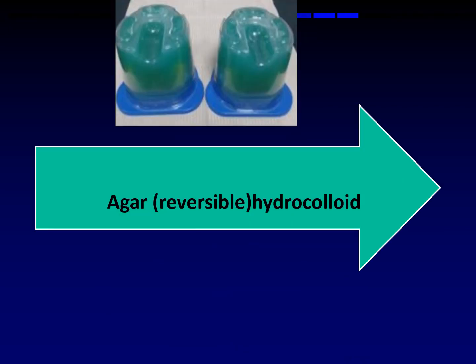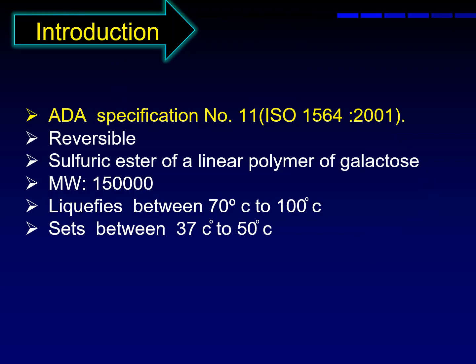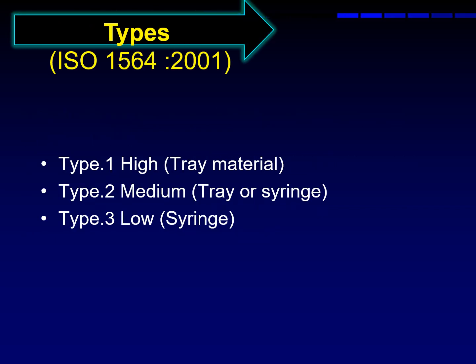That is agar. It is a reversible hydrocolloid. Moving on to the introduction, the ADA specification for agar is number 11, which is a reversible material, and the chemical name is sulfuric ester of a linear polymer of galactose. It is a polysaccharide and the molecular weight is 150,000. These materials liquefy between 70 to 100 degrees centigrade and become gel at mouth temperature, that is 37 to 50 degrees centigrade. This material is available in three forms.